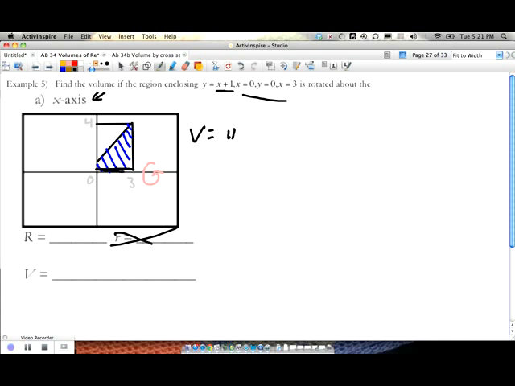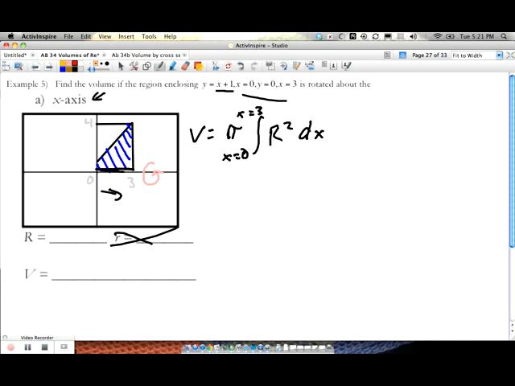So my volume is going to equal pi times big R squared. Now I need to figure out what's my direction. And I'm traveling left to right since I'm spinning the opposite direction. So it's going to be dx. And then my boundaries are in terms of x as well. So x is from 0 to 3.